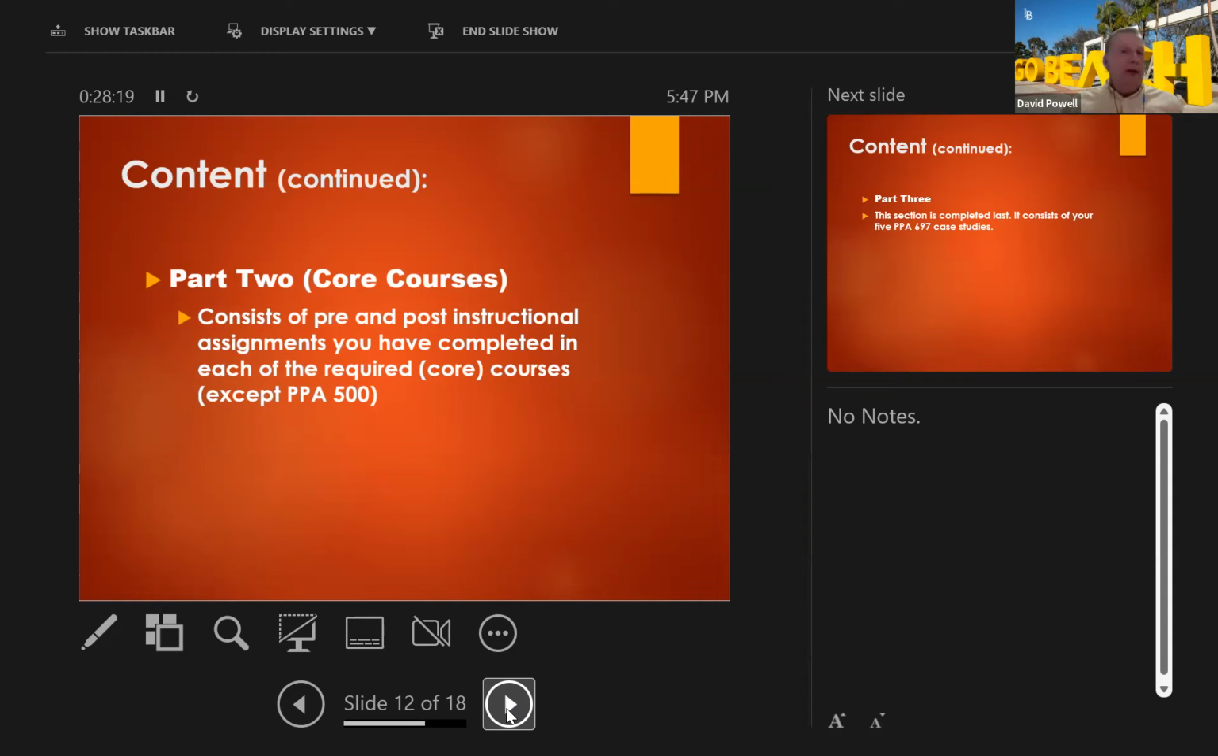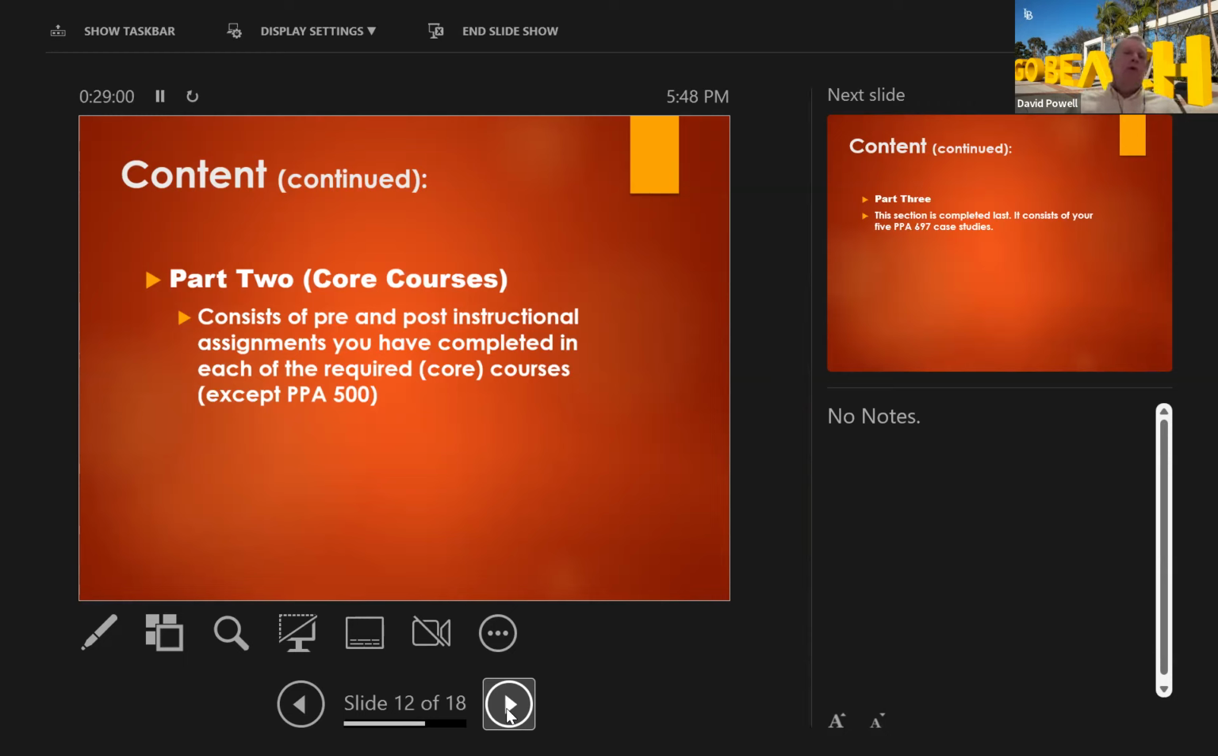You and your instructor can then compare your 8 answers on the pre-instructional to your 8 answers on the post-instructional and really get a good empirical sense of how much better you're able to answer those questions after spending time in that budgeting course. So every one of those 5 core courses should have a pre and a post-instructional assignment. If you look at the syllabus for a course and it's not clear to you what assignments are pre and post-instructional, reach out to the instructor and ask, because every instructor should have pre and post-instructional assignments in their core courses, with the exception of 500 and 697.